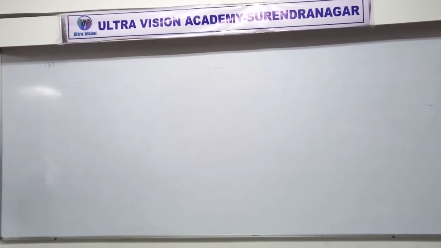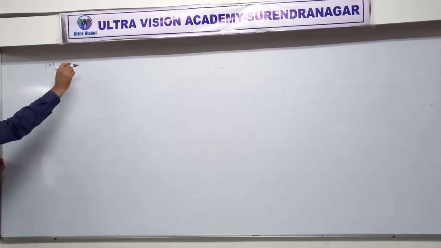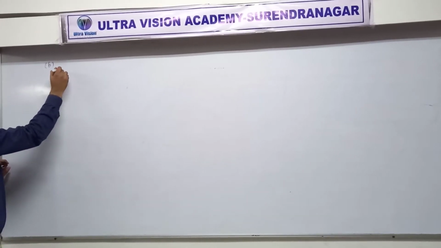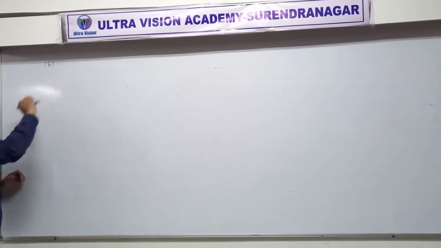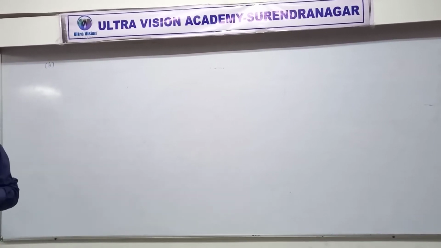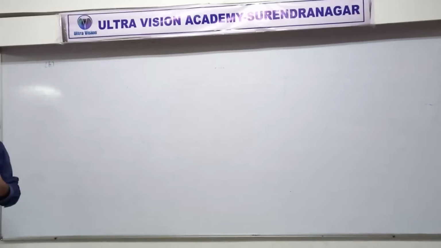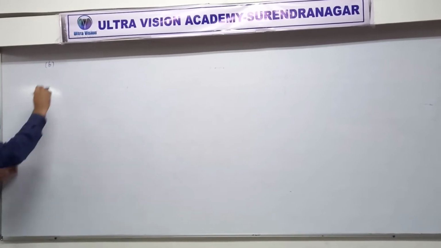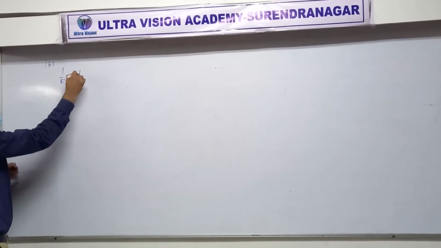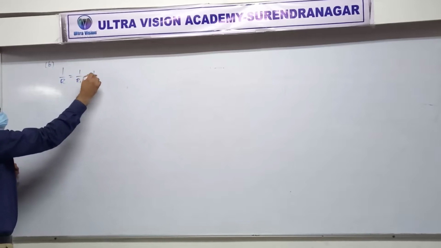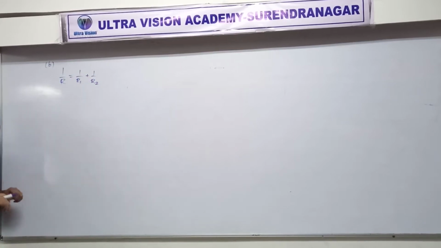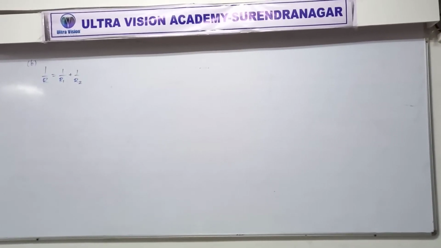So in part B, we have to find out the resistance in parallel. Do you remember that formula for parallel? 1 upon R is equal to 1 upon R1 plus 1 upon R2. This is what you studied in 10th. Suppose you don't remember, don't worry. This is given in the question also.